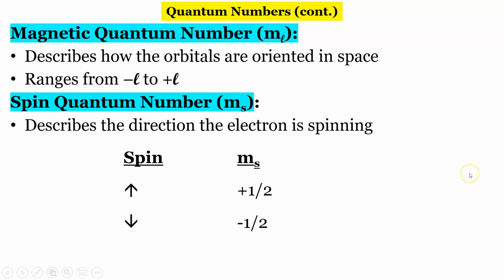The other two numbers that you need to know are the magnetic quantum number, which is m sub L. That describes how orbitals are oriented in space. If you know L, the range of the magnetic quantum number is negative L to positive L. And then the last number is the spin quantum number. This describes the last electron, the direction the electron is spinning. If it has a spin up, it's going to have an m sub s value of positive 1/2, and if it's spinning down, it's going to have a value of negative 1/2.